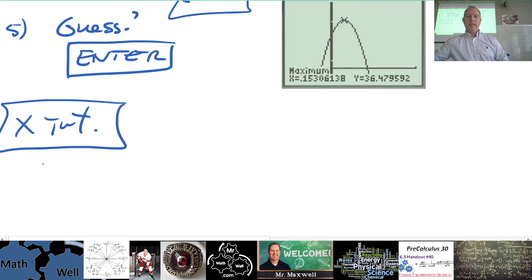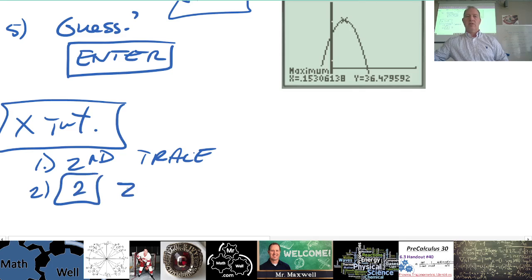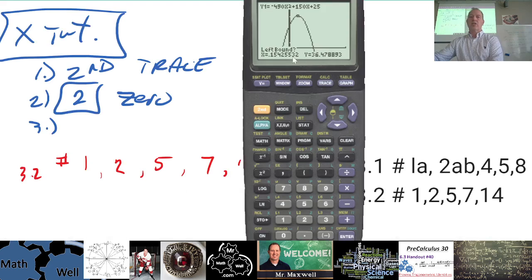Okay. So second function, trace, to get the calculate menu. And then hit number 2. That's the zero function. The zeros, that's another name for the x-intercept. And then of course it's going to do your left bound thing again. So whichever intercept you want to find, just make sure your cursor is to the left of it. Hit enter. Now move the cursor to the right of it, which is going to drop it beneath the x-axis, right? And then it'll say guess again.